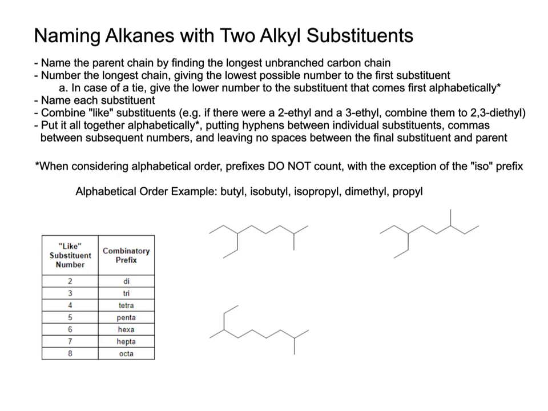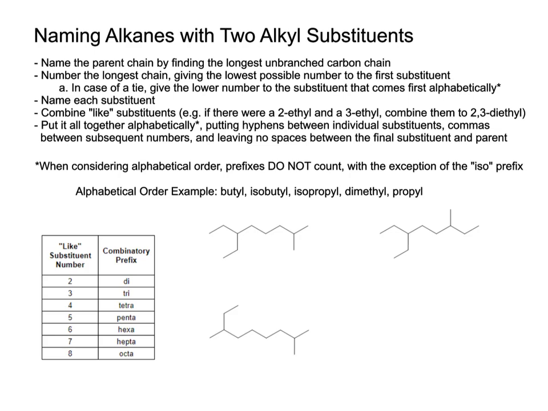In the table in the bottom left, you can see I have combinatory prefixes shown for the number of like substituents that you have. So again, if you have 2 like substituents, we use di. If we have 3, tri, and so on and so forth. Once we've done this, we put it all together alphabetically, putting hyphens between individual substituents, commas between subsequent numbers, and leaving no spaces between the final substituent and parent.